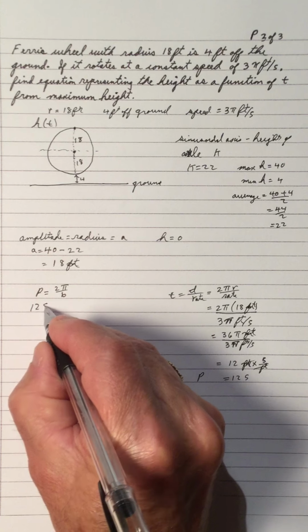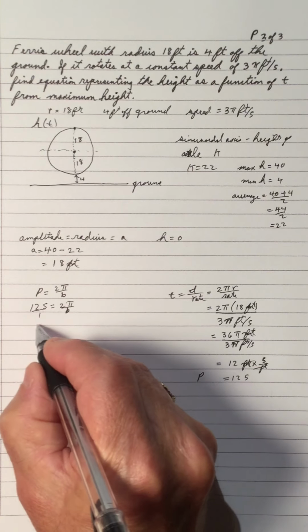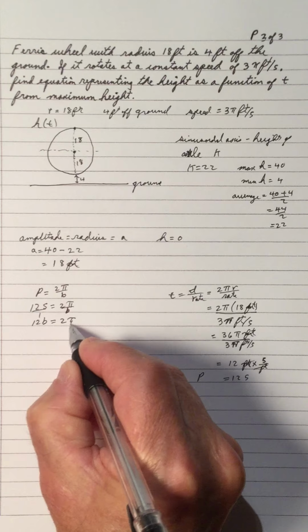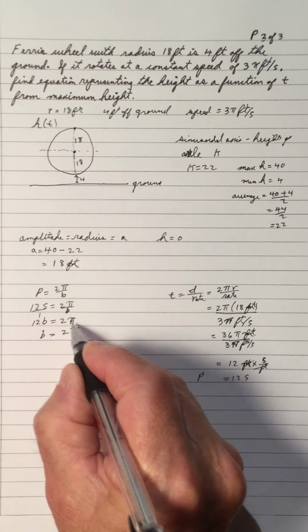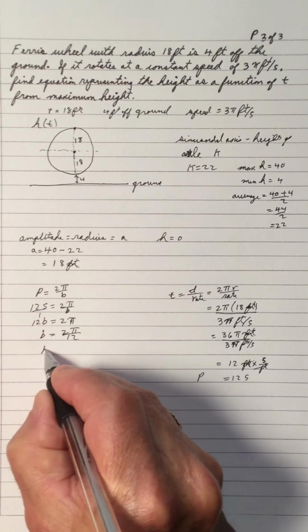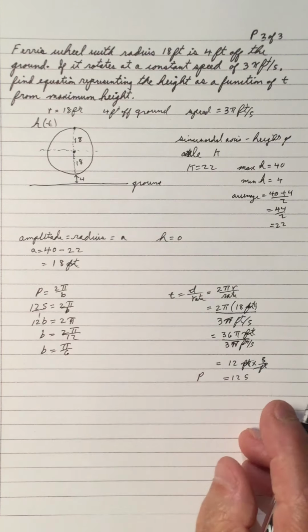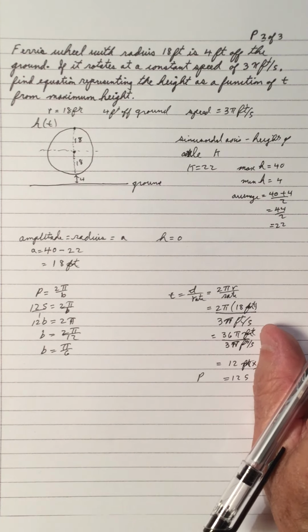So 12 seconds equals 2 pi over B. Cross multiply, we get 12B equals 2 pi. So B is 2 pi divided by 12, so B is pi over 6. Again, notice I said extra problems, so I'm trying to develop your thinking.